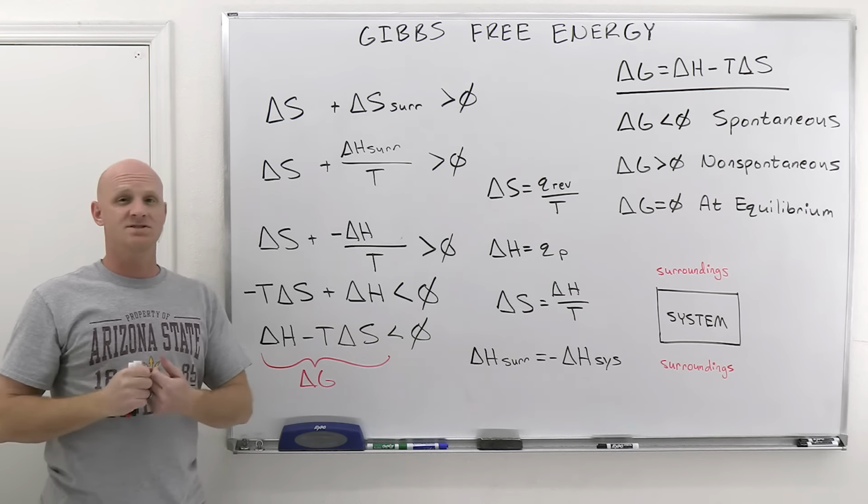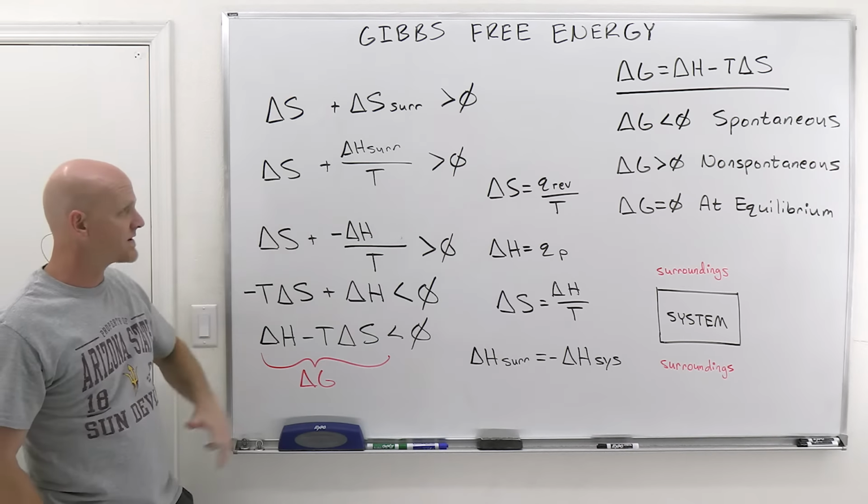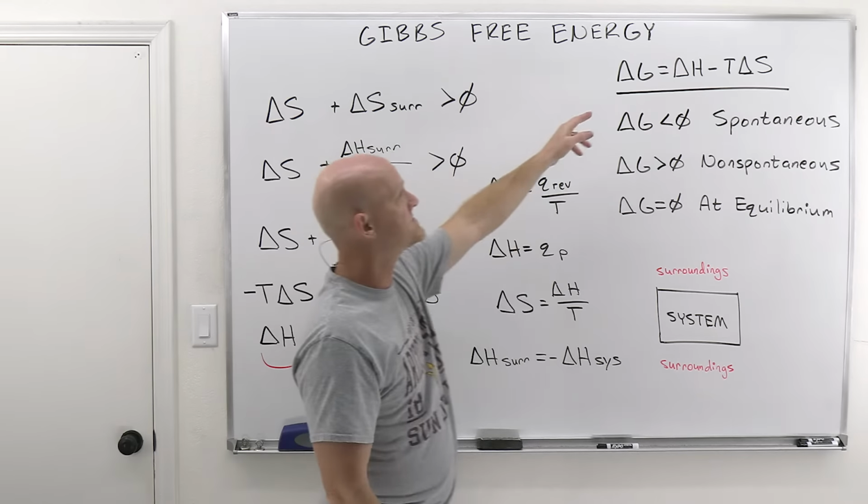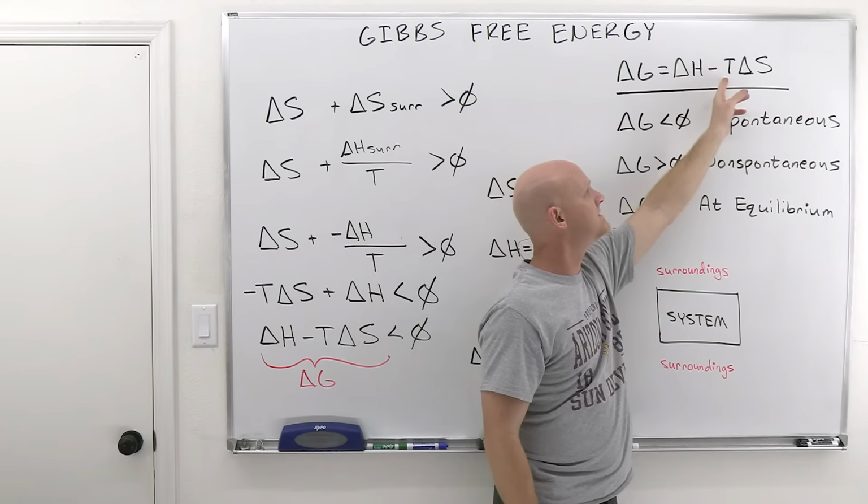So the derivation of this is not super important. For those of you that are interested, that's where it kind of comes from. But you do have to know this equation. Delta G is equal to delta H minus T delta S.